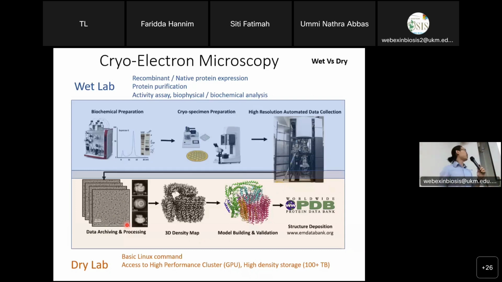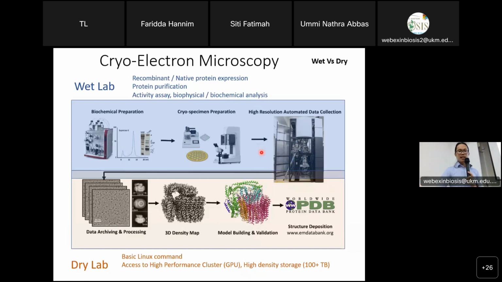So just in your machine, you need to have at least 100 terabytes of space in order to process the cryo-EM map. And it's very relative to the size of the protein. The bigger the size, the bigger the memory as well. For a small protein, it's probably doable in 5 terabytes. But for something the size of viruses, it's at least 100 terabytes. So storage is always an issue for us.